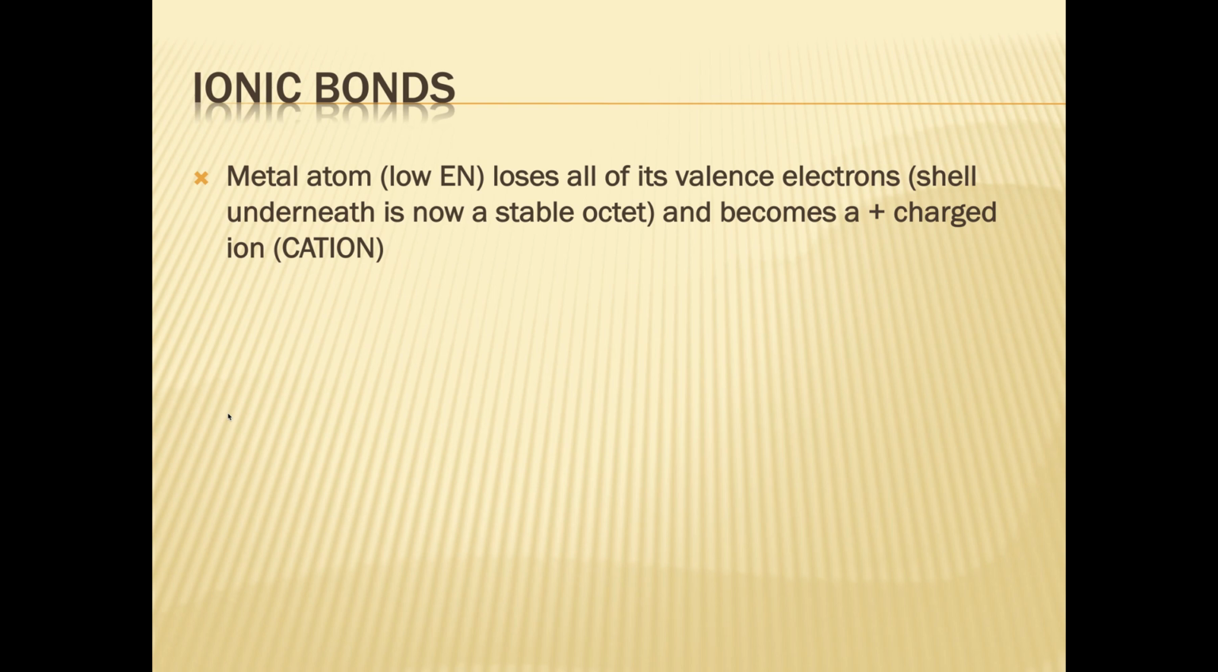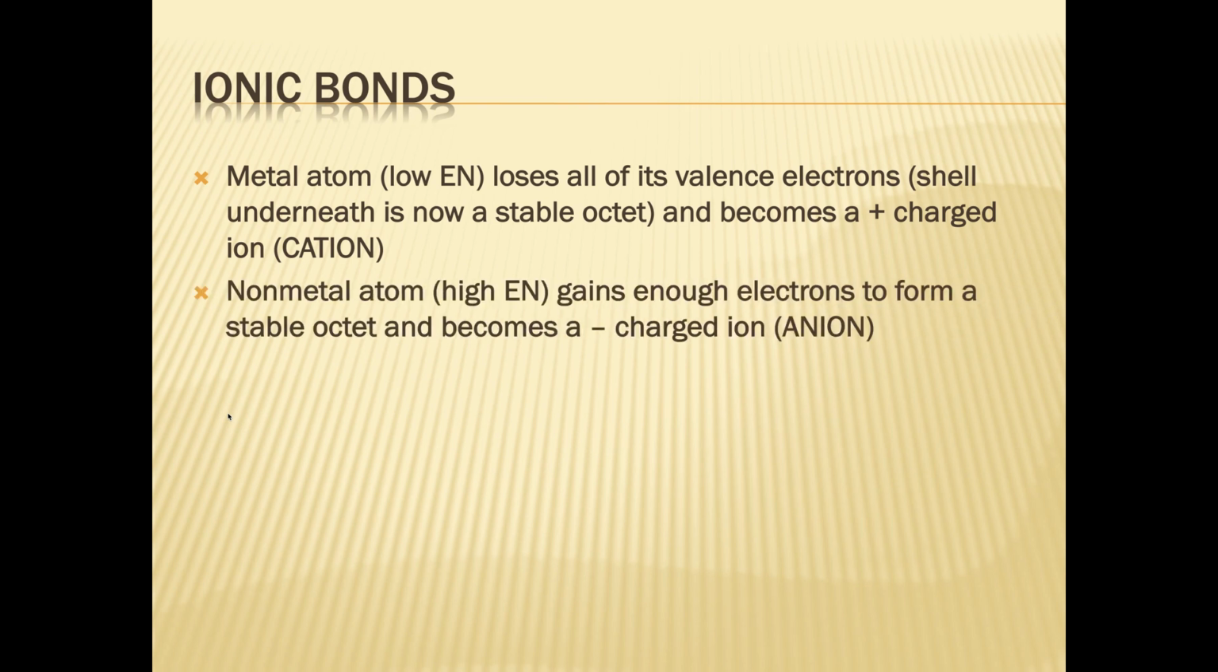So let's start off with ionic bonds. The metal atom is going to have very low electronegativity, and it will lose all of its valence electrons, leaving the shell underneath with a stable octet. And the metal atom becomes a metal ion. It's positively charged, and we call that a cation. The nonmetal atom with the higher electronegativity, the stronger pull on electrons, will gain the electrons from the metal, and it will gain enough to form a stable octet of its own. And since negative electrons were gained, it will form a negative ion, which we call anion.